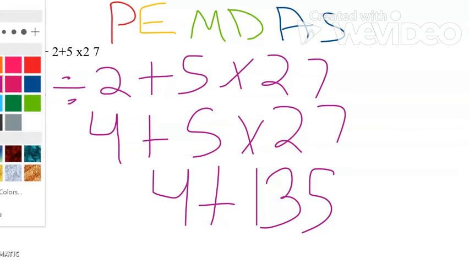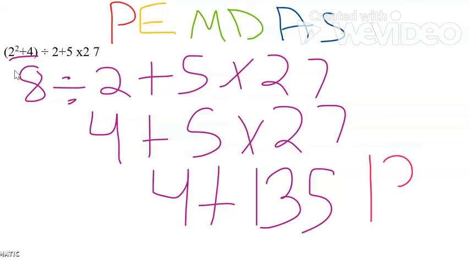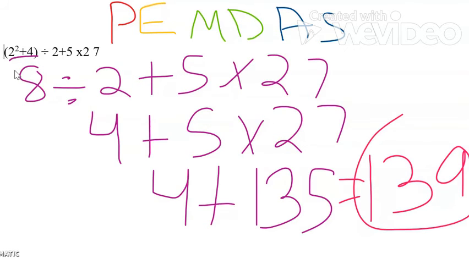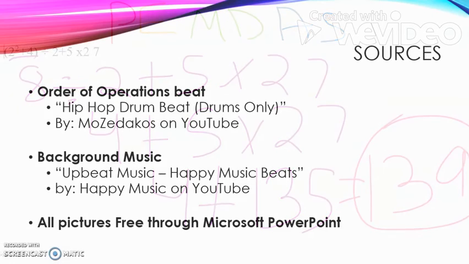All right, so we've done most of our solving. We're in the home stretch. We just need to know what 4 plus 135 is. And if we add that up, that answer is 139. That is the answer to our problem. All right, so this is what the order of operation looks like in action. I want you all to take some sample problems and see if you can figure out the answers. Good luck.